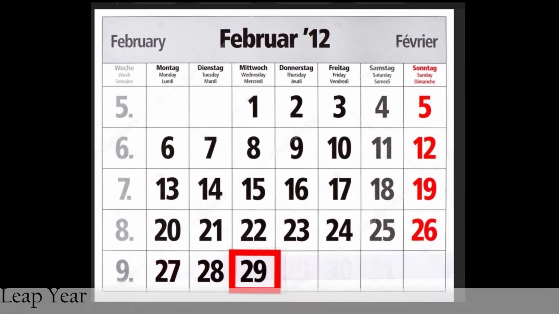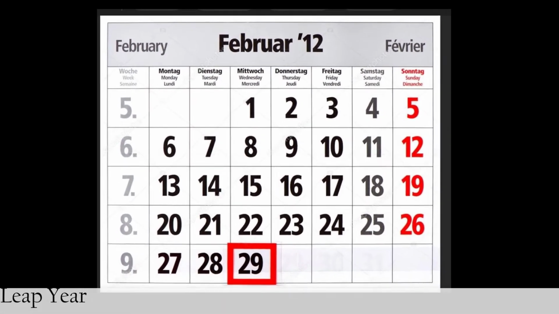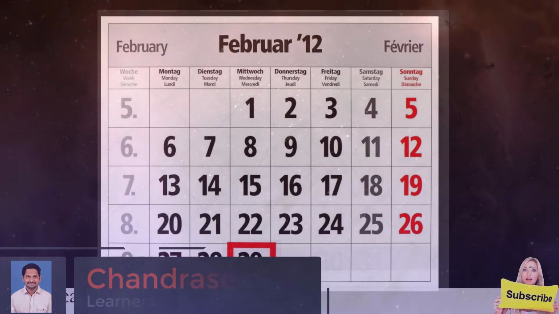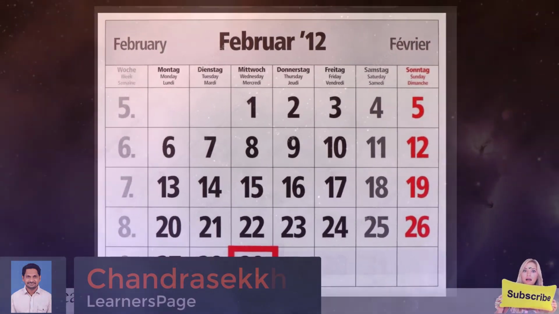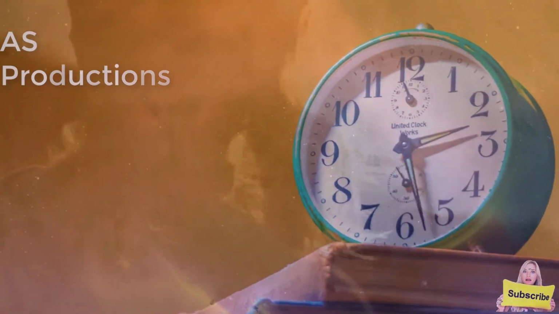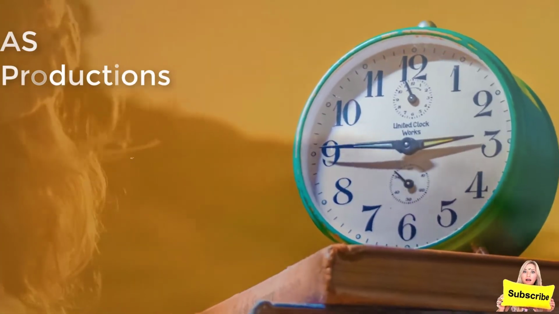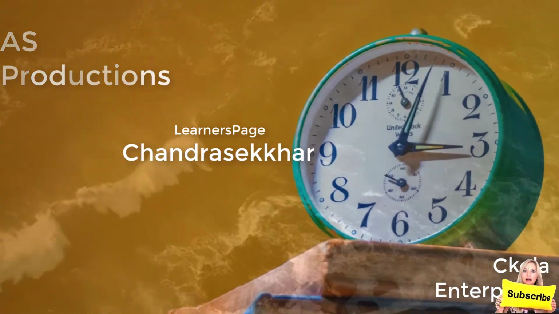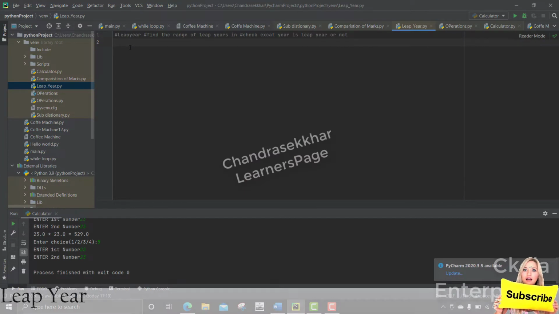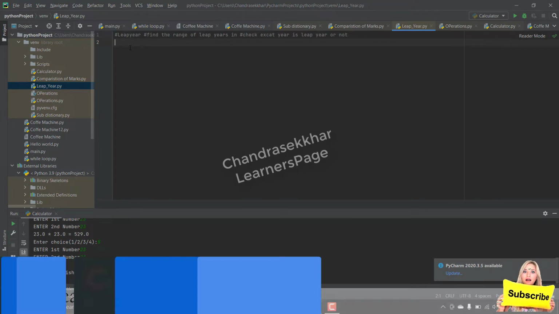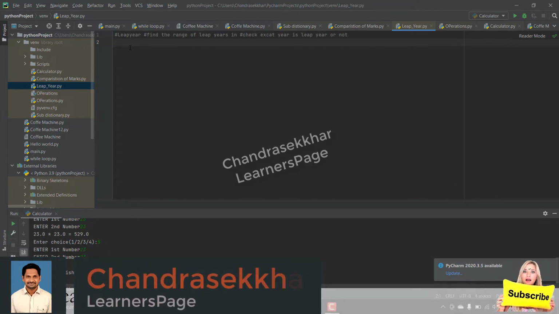Everyone, in this video tutorial we are going to discuss a Python program to find whether the year is a leap year or not. Let us see how easy it is to find a leap year in a Python program. I want to enter a range of years and the program should display which years in that range are leap years.